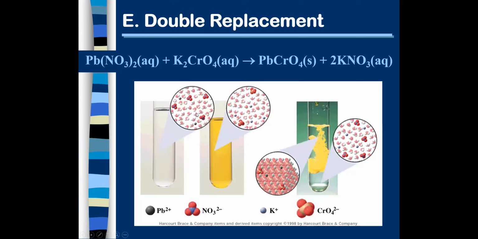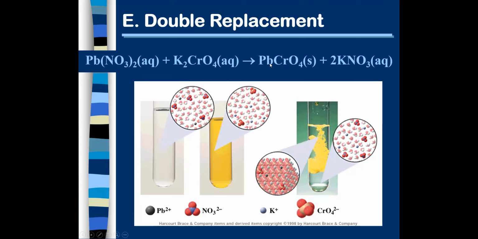All right, an example is right here. Look, this is lead nitrate and this is potassium chromate. When they get together, lead nitrate becomes lead chromate, and potassium chromate becomes potassium nitrate. See how it becomes different?